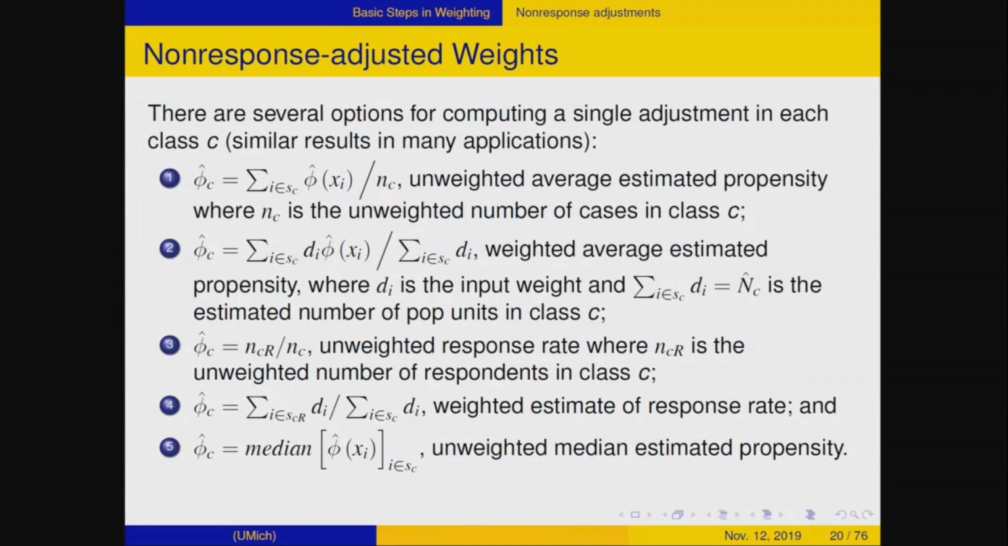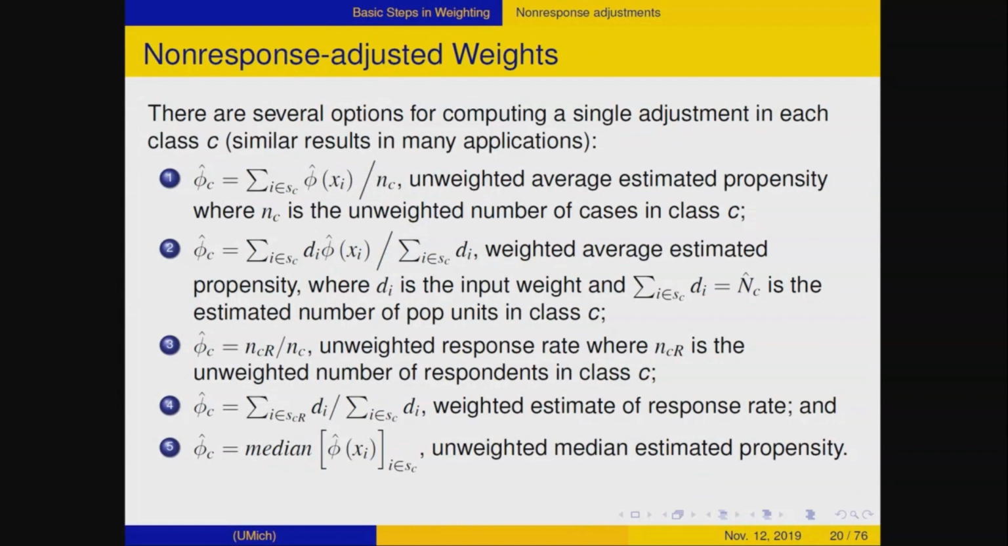What you'll find, especially if you've created a fair number of cells, is you'll get almost the same non-response adjustments, weighted or unweighted. And then you're happy because you haven't had to make this philosophical decision about what the right thing is.